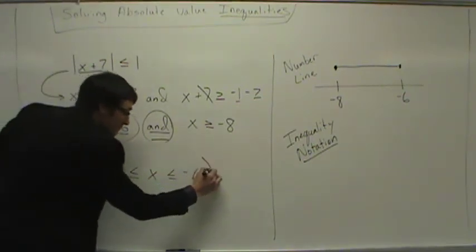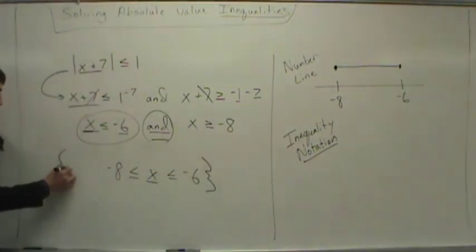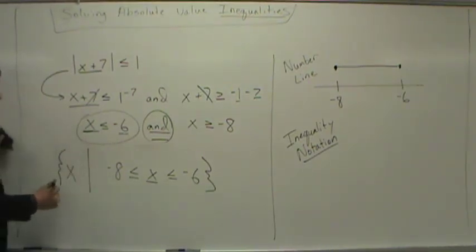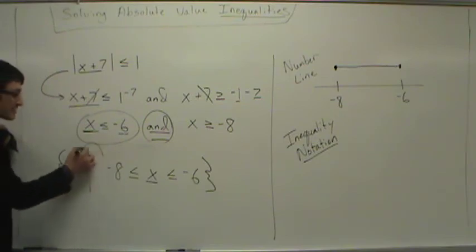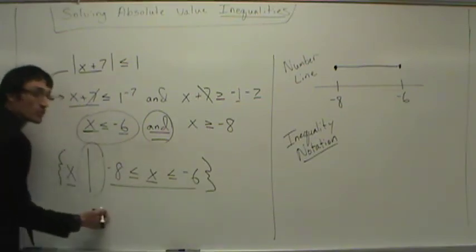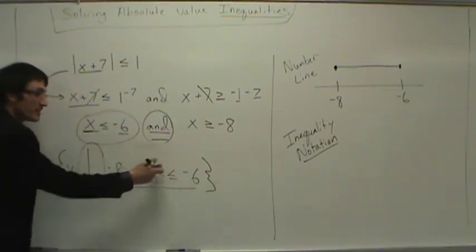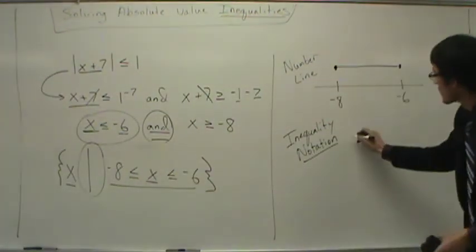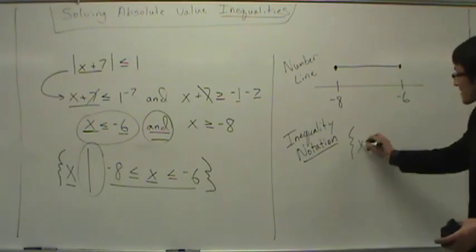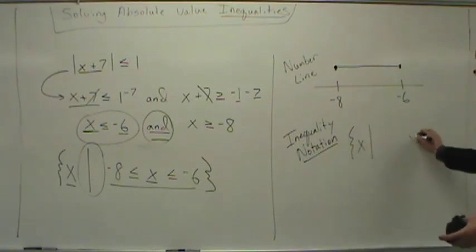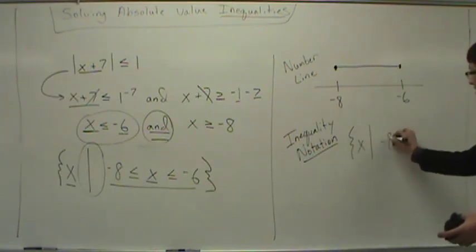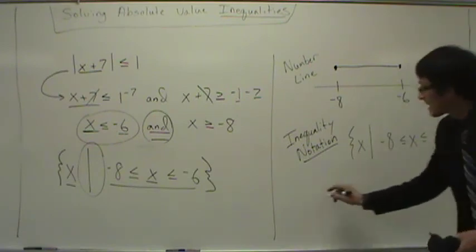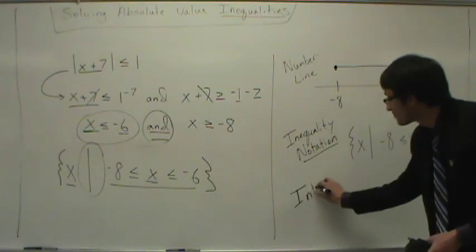Okay, what's our variable? Variable's x. We're going to put our variable x in a line. This line represents the words such that. We read this as the set of all numbers x such that x follows this rule, or the rule that x must be between -8 and -6. So we're going to put a brace, variable x, such that x is between -8 and -6. Okay? Now, lastly, interval notation.